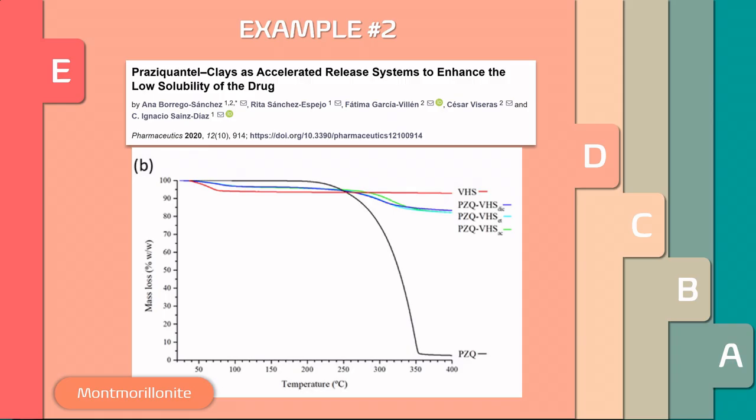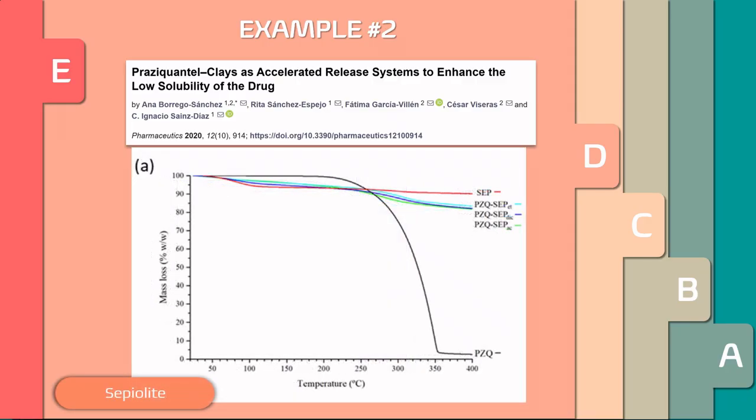The loading of Praziquantel with both clays can be justified by the weight loss around 300, which corresponds to the drug and not the clay. See how the red line does not show any change at that temperature. This was visible for montmorillonite and also sepiolite.